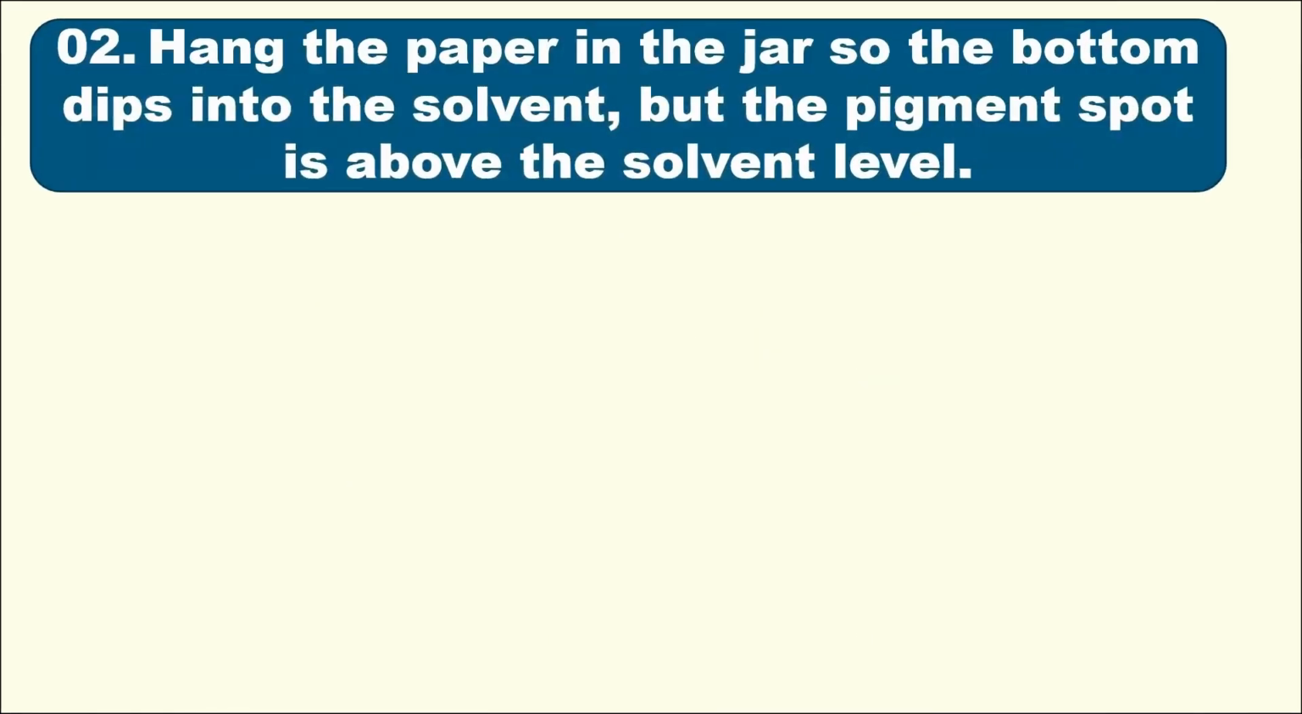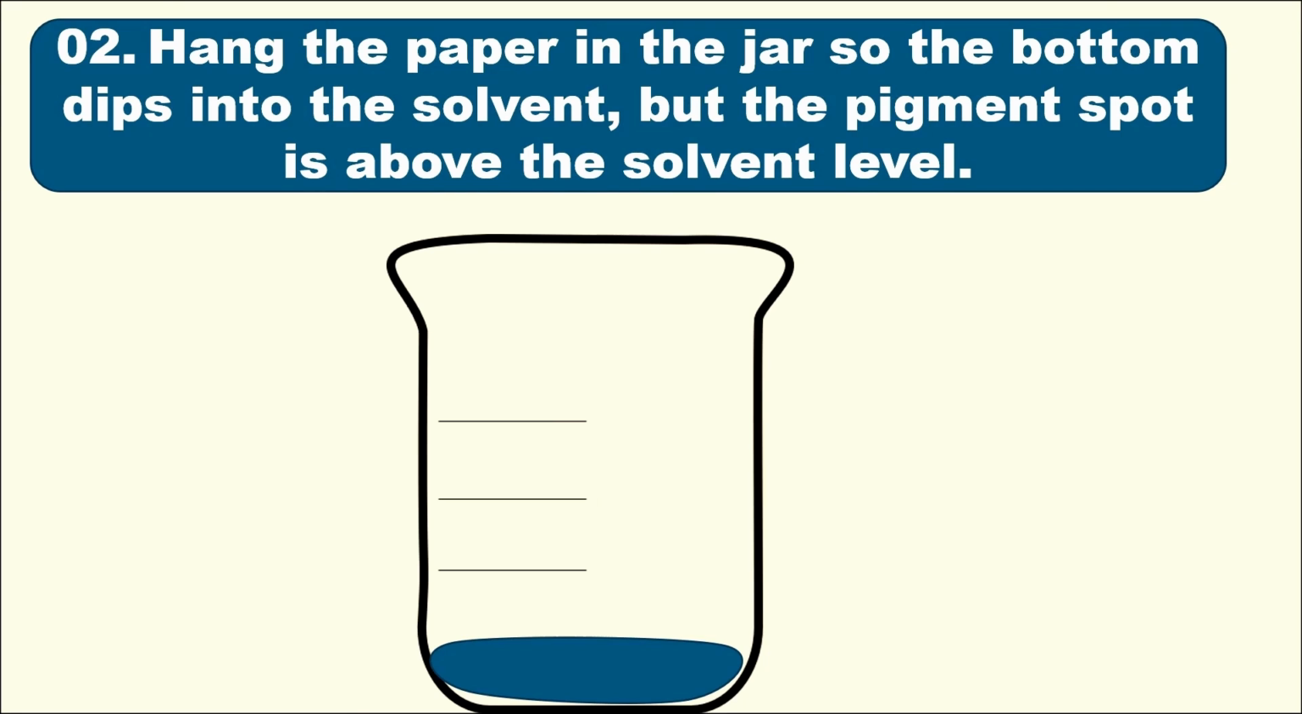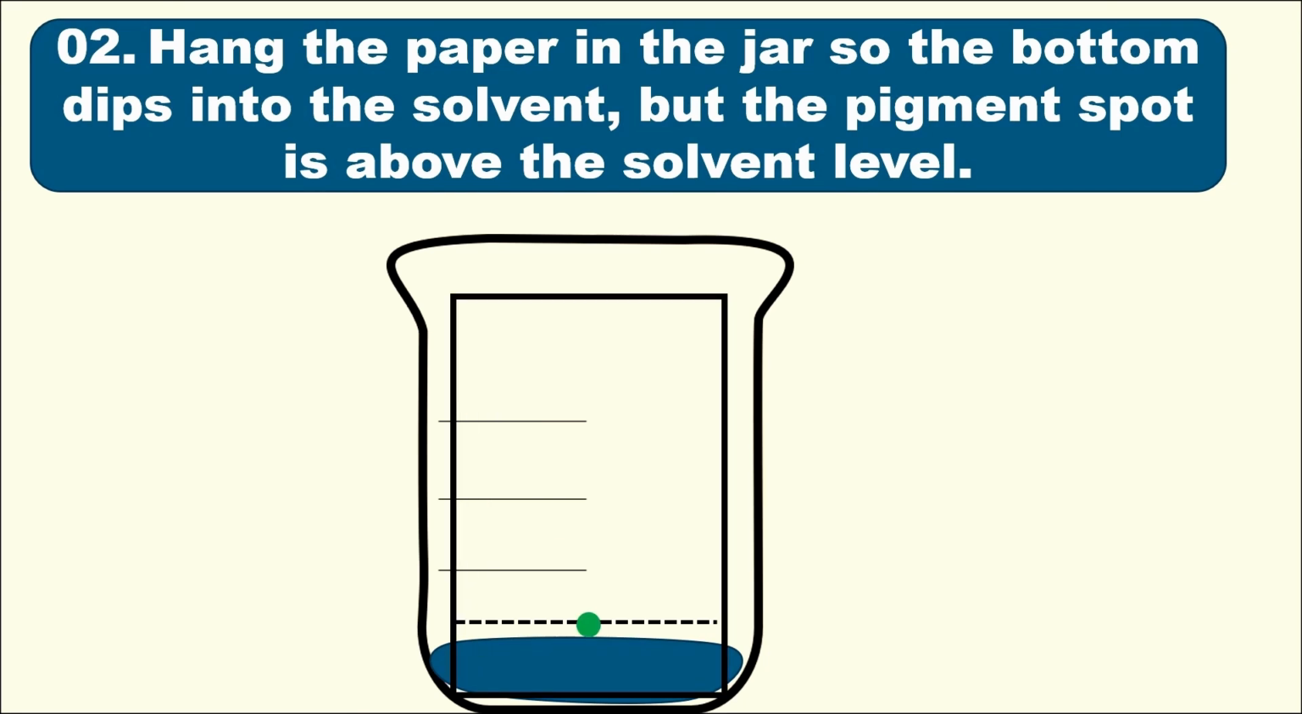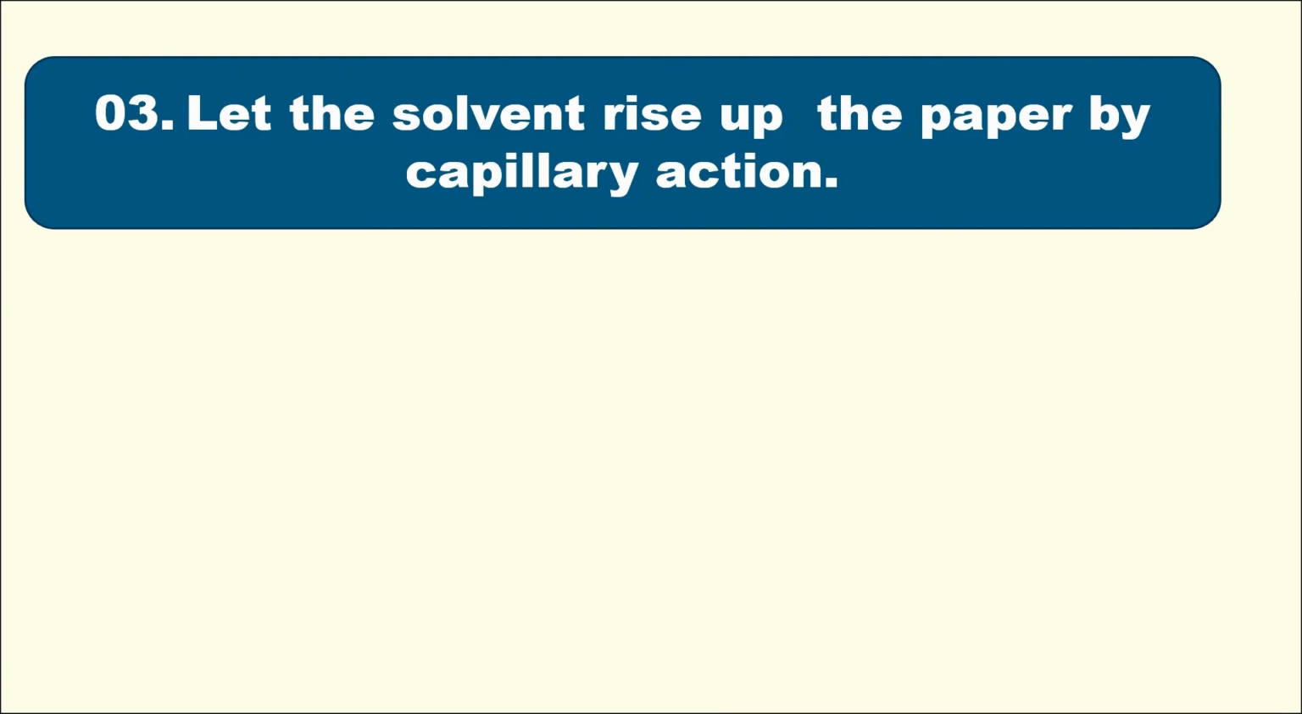Hang the chromatography paper inside the beaker so that the bottom edge just tips into the solvent. Make sure the pigment spot stays above the solvent level, as I have shown in the diagram. It shouldn't be submerged. Now let the setup sit undisturbed and allow the solvent to rise up the paper through capillary action. Give it a bit of time.